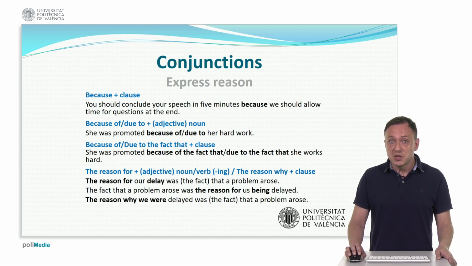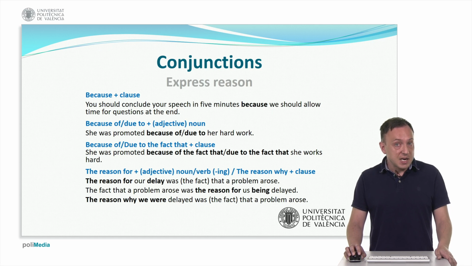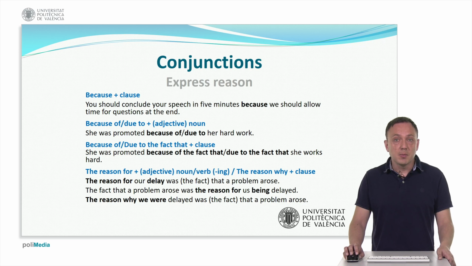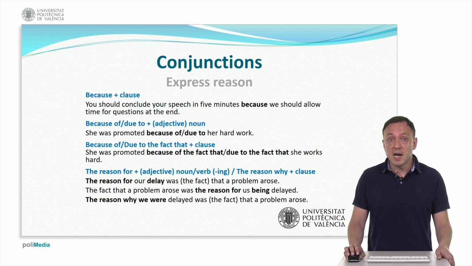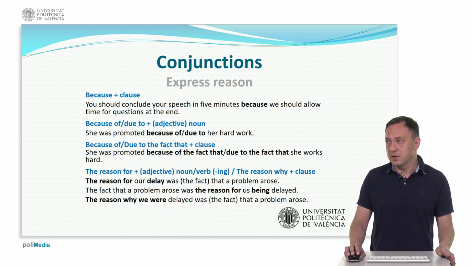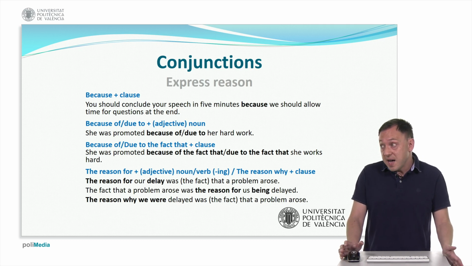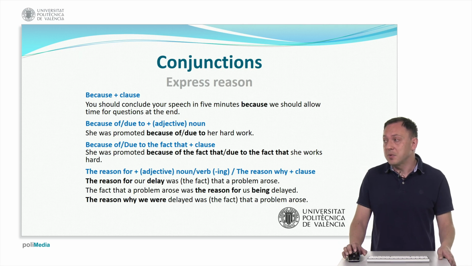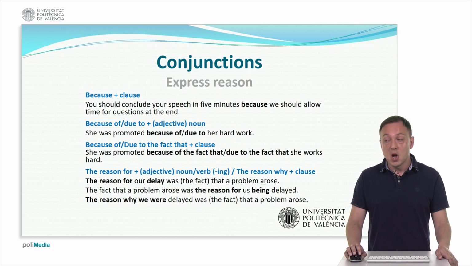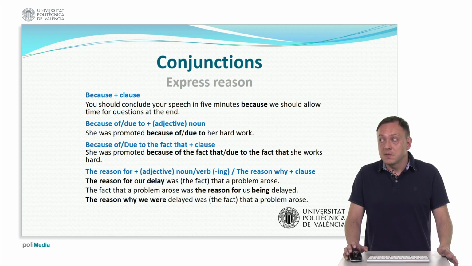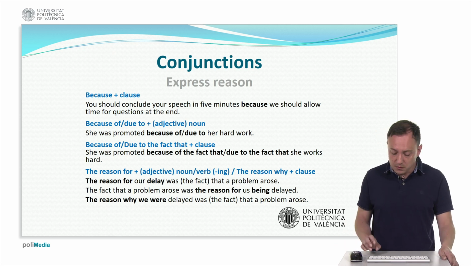The last conjunction is the reason for plus adjective, if there is one, and noun, or a verb in ing form. Or if you prefer to use a clause, you have the reason why plus the clause. For example, the reason for our delay was the fact, or was that a problem arose. Or the fact that a problem arose was the reason for us being delayed. Or the reason why we were delayed was the fact, or was that a problem arose.